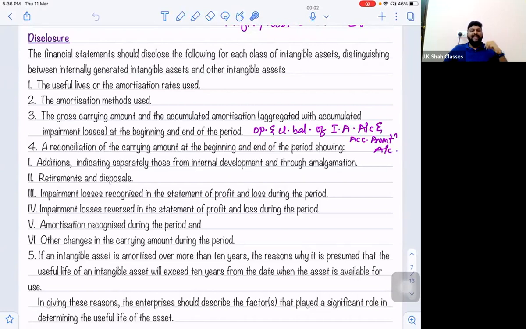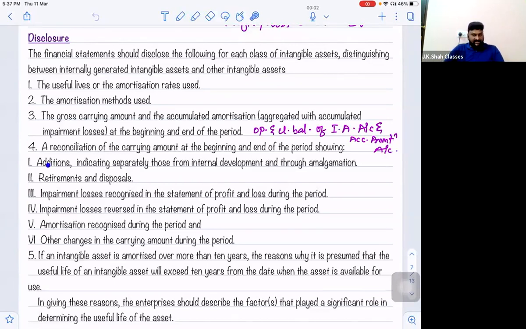So means if the opening carrying value is 100 rupees and closing carrying value is say 150 rupees. So from 100 to 150 it has come. So why it has come? So you reconcile that and show. So because there may be some new additions, there may be some disposals, right? You might have charged some amortizations during the year, or you might have also charged some impairments during the year. So all those things you have to show in the reconciliation.